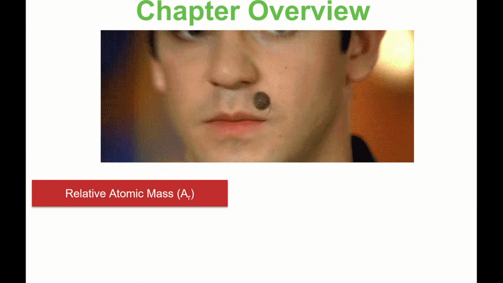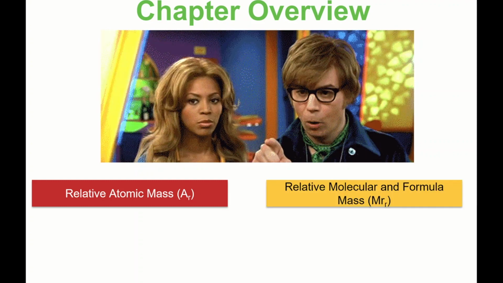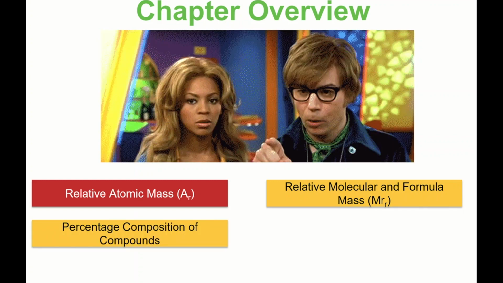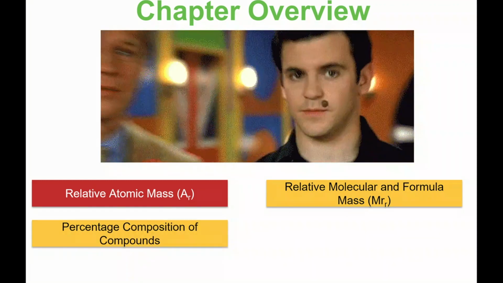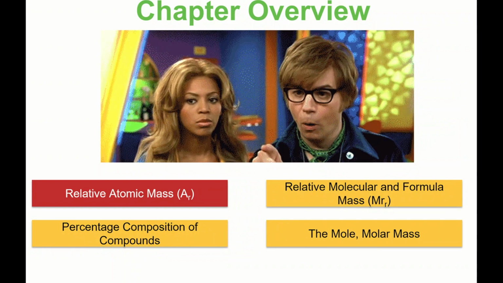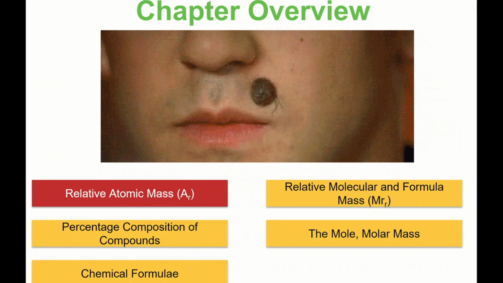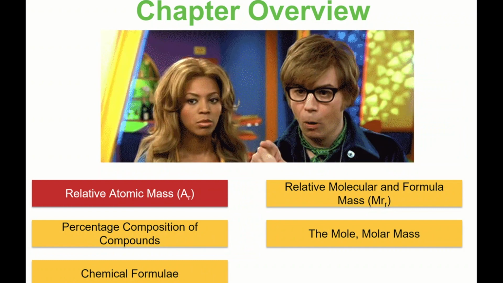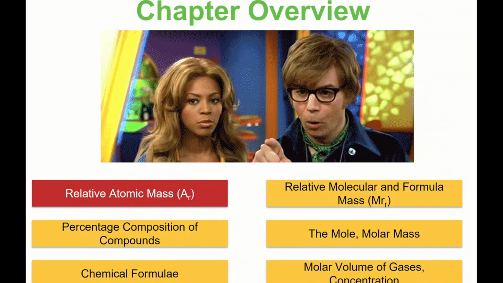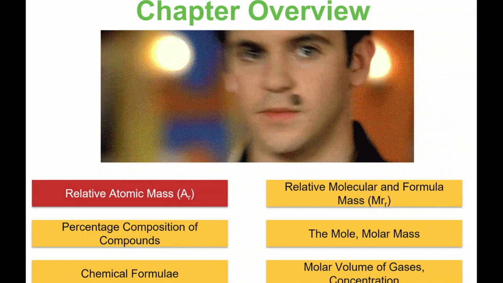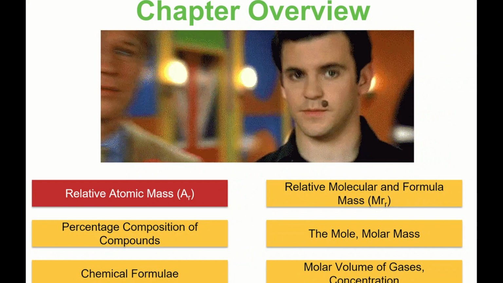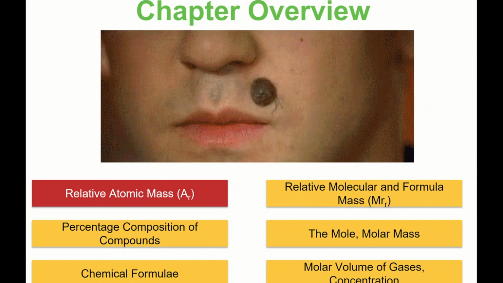So this whole chapter is called the mole, and there are a few parts to it. The first part will be relative atomic mass, called Ar, followed by relative molecular and formula mass, and then we'll take a look at percentage composition of compounds, and what exactly the mole is, and molar mass. Then how do we derive chemical formulas for different compounds and all the different substances. And of course, for gases, we seldom use mass, we use volume. And for solution, aqueous state, we use concentration. So let's take a look at the first part, relative atomic mass.